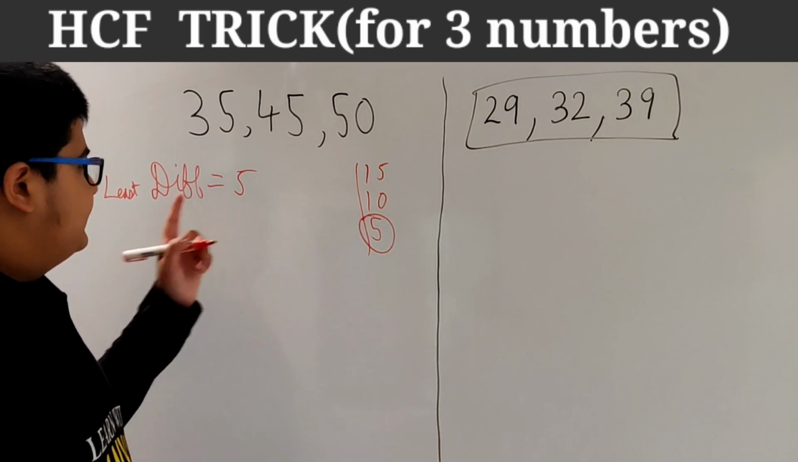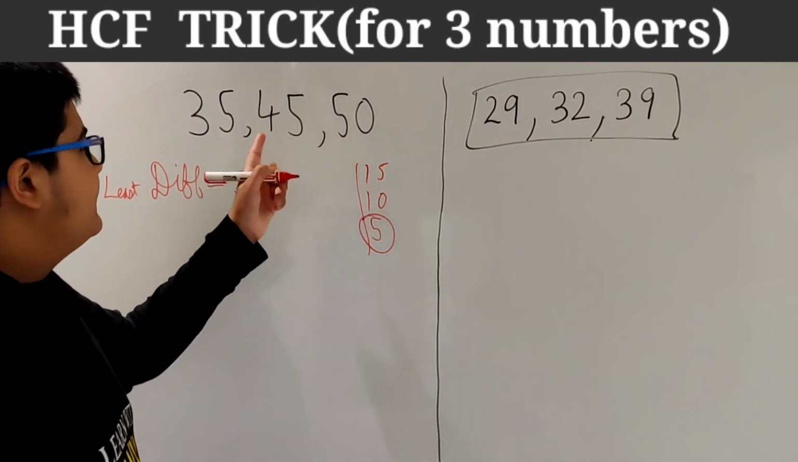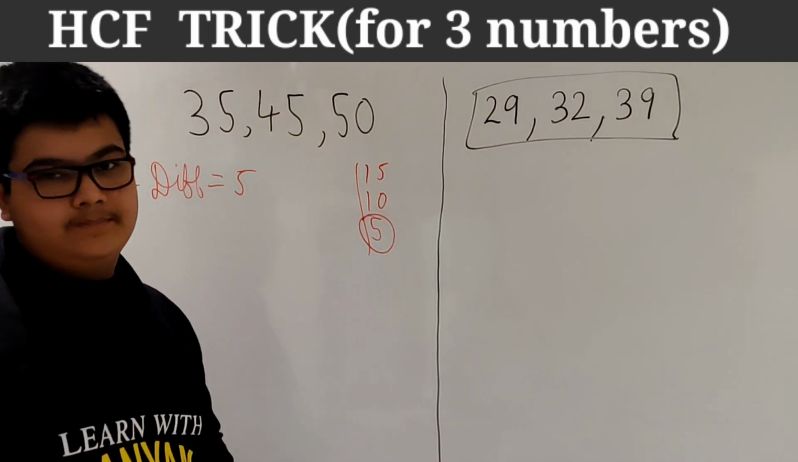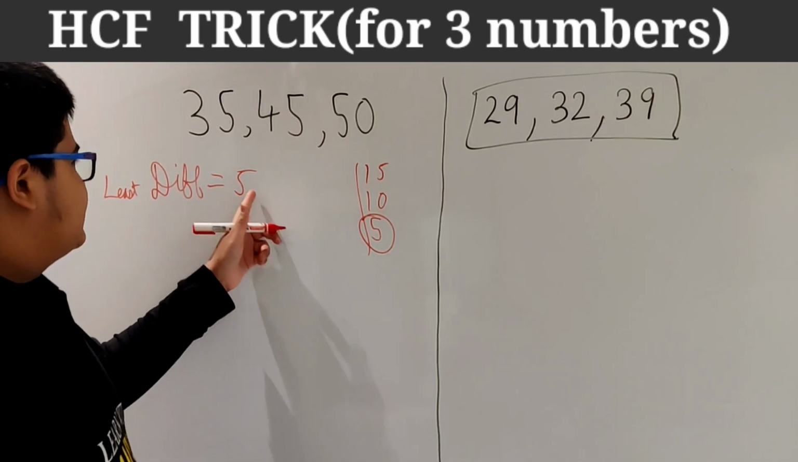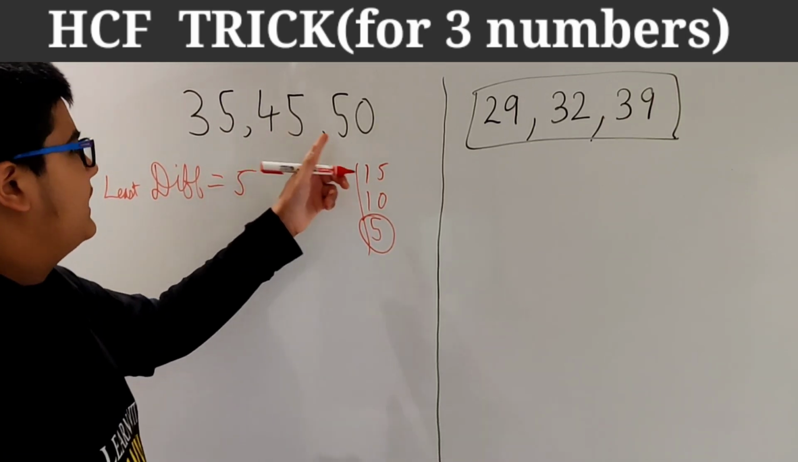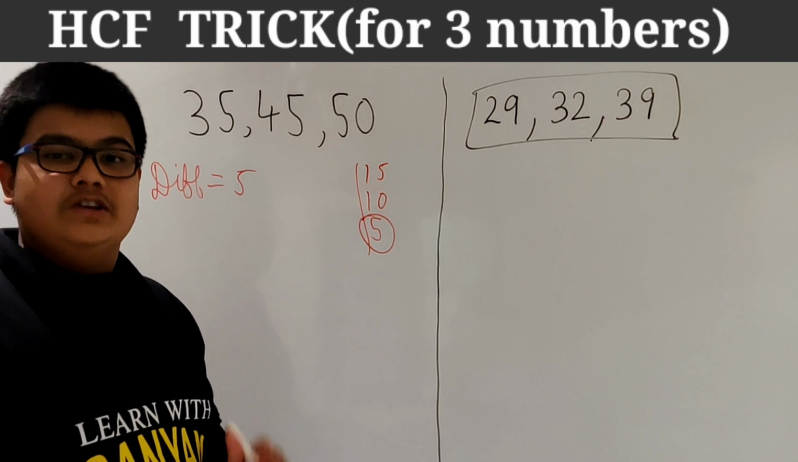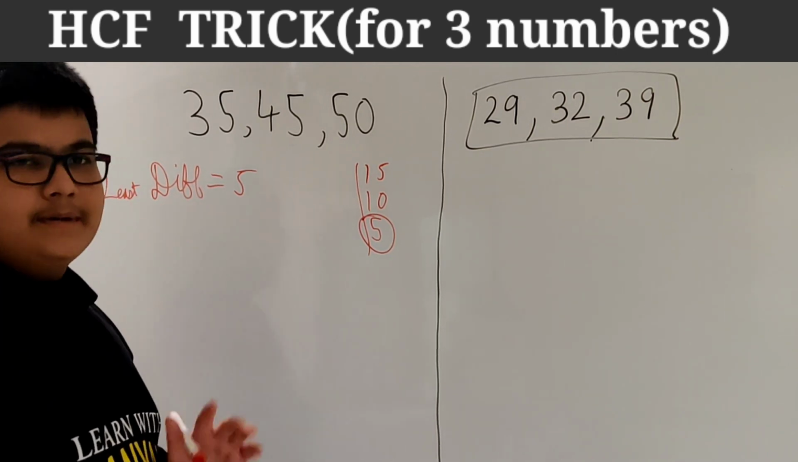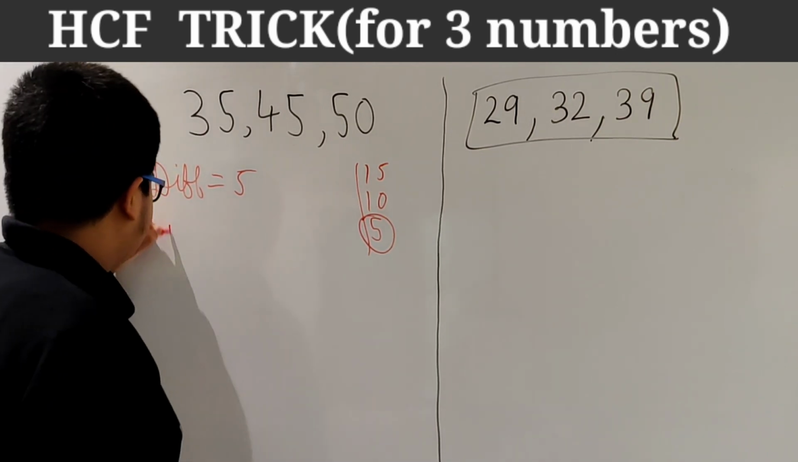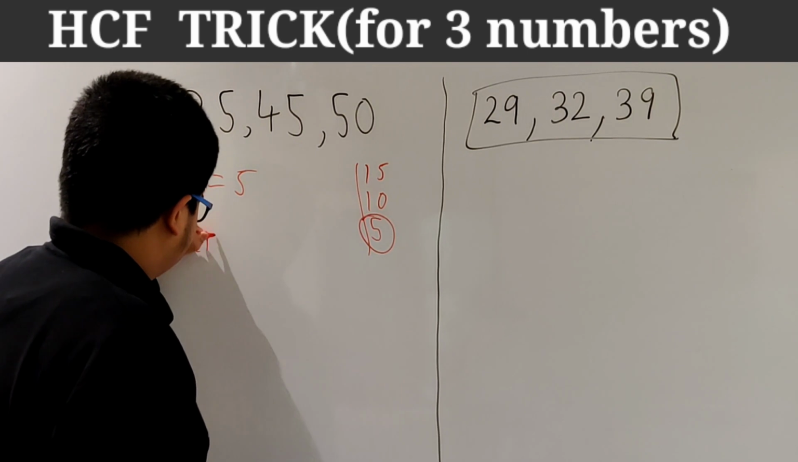Now check whether this 5 is divisible by all these numbers or not. So we know that 5 is divisible by 35 as well as 45 as well as 50. So as it is divisible by all the numbers, that's why 5 is our HCF.